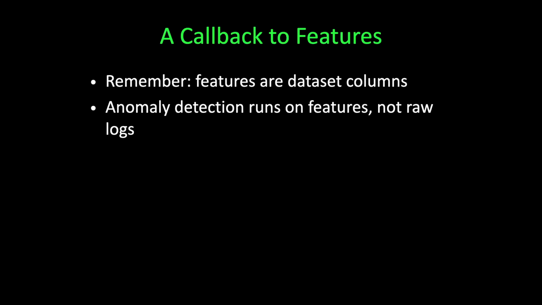A measurable property, maybe like bytes sent, port number, source IP, time of login, those types of things are all features of our data. Anomaly detection works on those features. It doesn't work on raw text or logs. That's why feature engineering is so important. If you choose meaningful features, anomaly detection works beautifully. If your features are poor, even the best algorithm won't help with your anomaly detection.